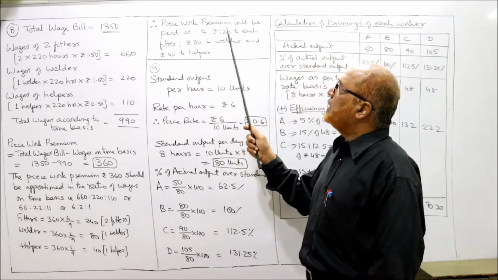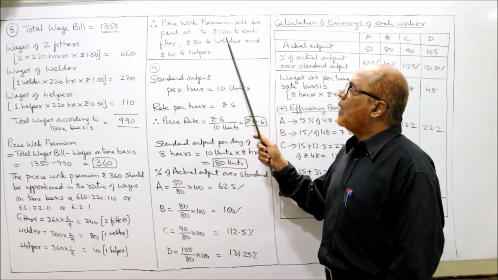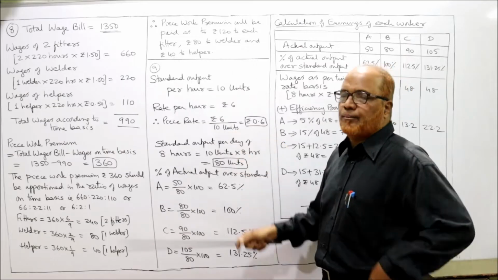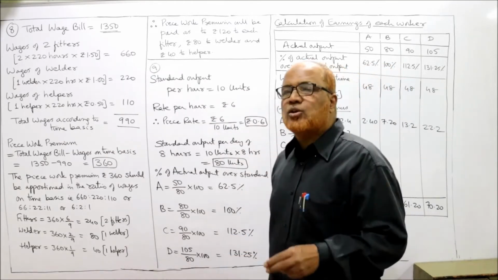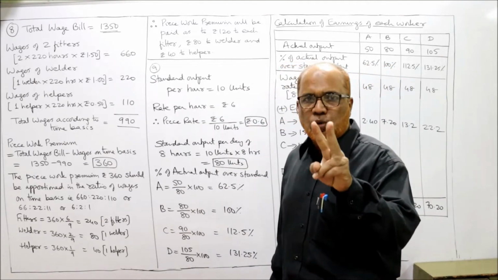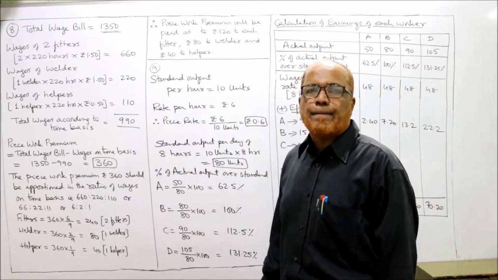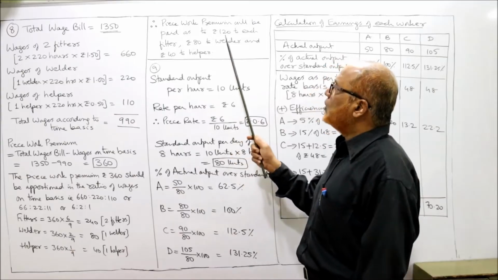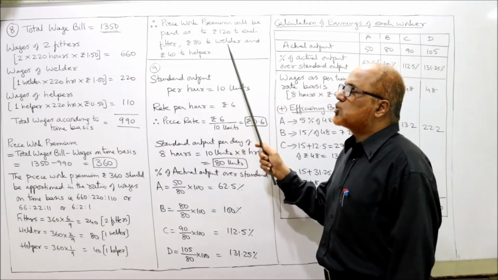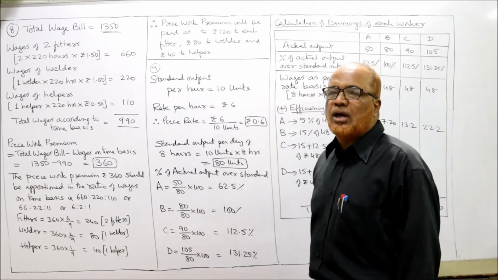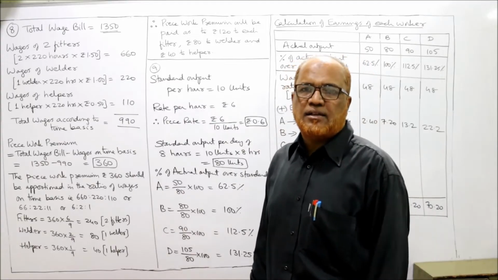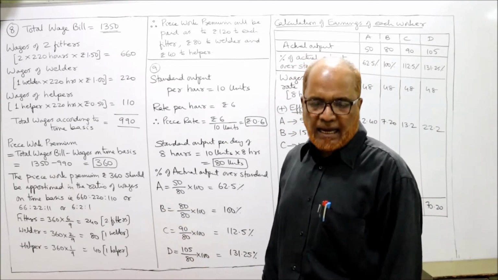So piecework premium will be paid as 120 rupees to each fitter. 240 rupees we are paying to 2 fitters. There are 2 fitters. Total amount paid 240. So each fitter will get 120 rupees. So 120 rupees each fitter, 80 rupees to welder, and 40 rupees to helper. That's it. This is the end of problem number 8.